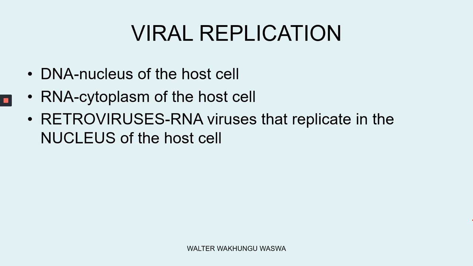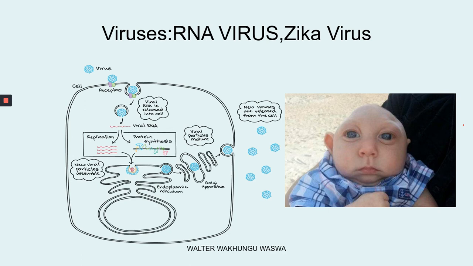So let's look at RNA viruses, for example, Zika virus. This is the impact it's able to cause on the human being. It's called microcephaly, children with small heads, because it results in underdevelopment of the brain. So this virus is RNA. Of course, it's going to replicate inside the cytoplasm.